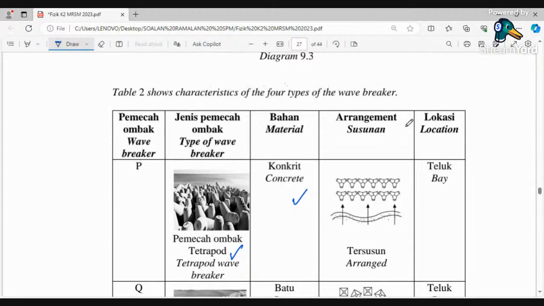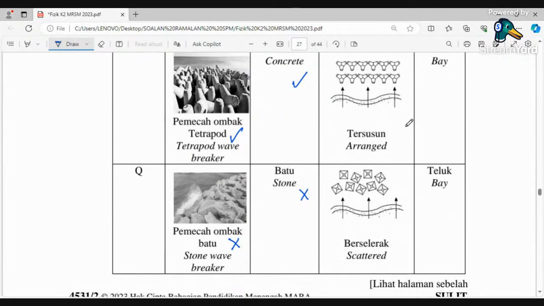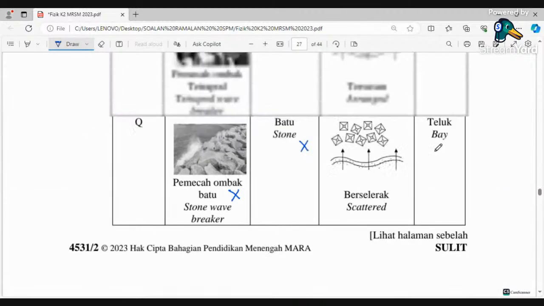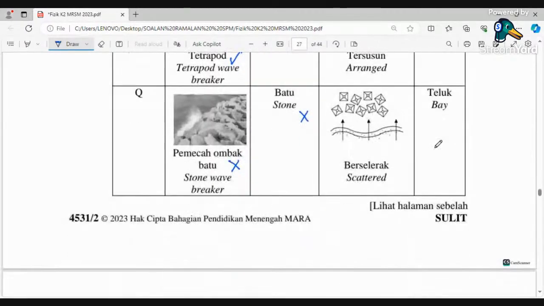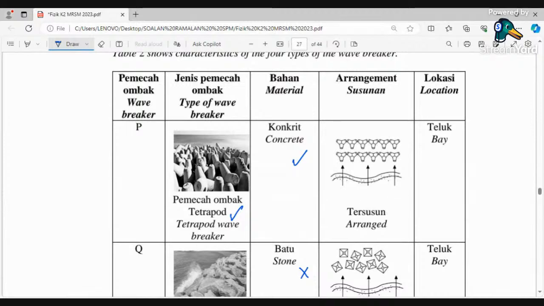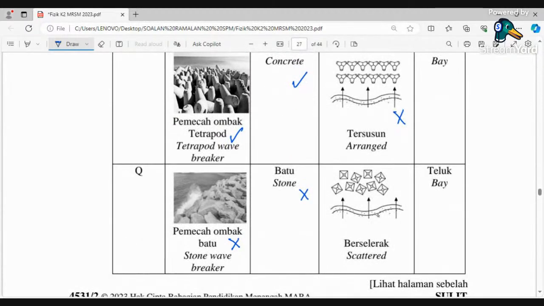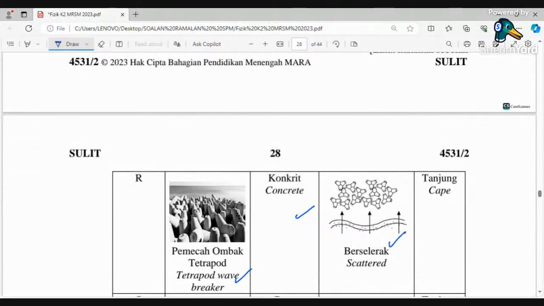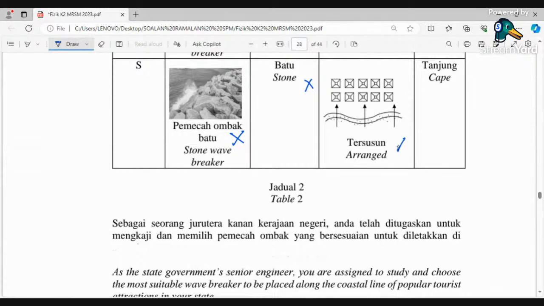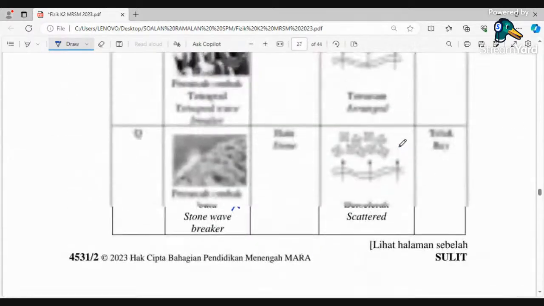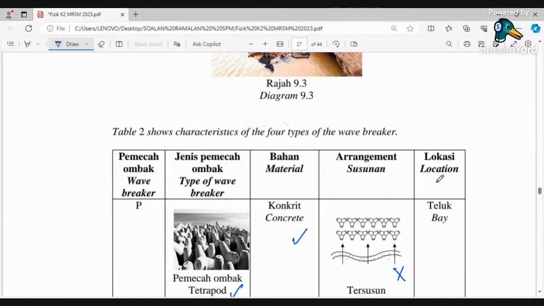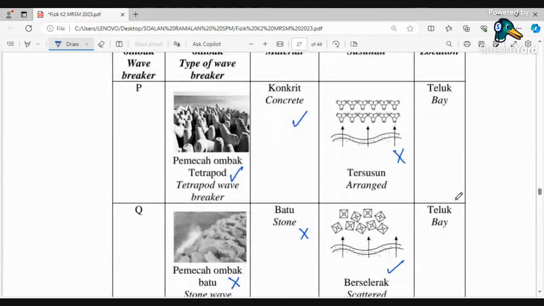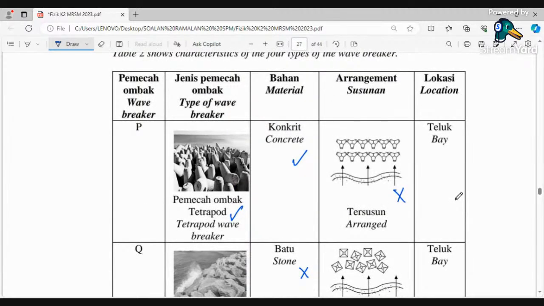Okay, arrangement susunan dia adalah susunan yang scattered, not arranged lah. Increase lagi dia punya friction kalau susun. Okay, kita tengok yang lain. The next one. Location, kita nak avoid soil erosion dan the space ataupun the water there will be calmer. So kita akan pilih location dia.